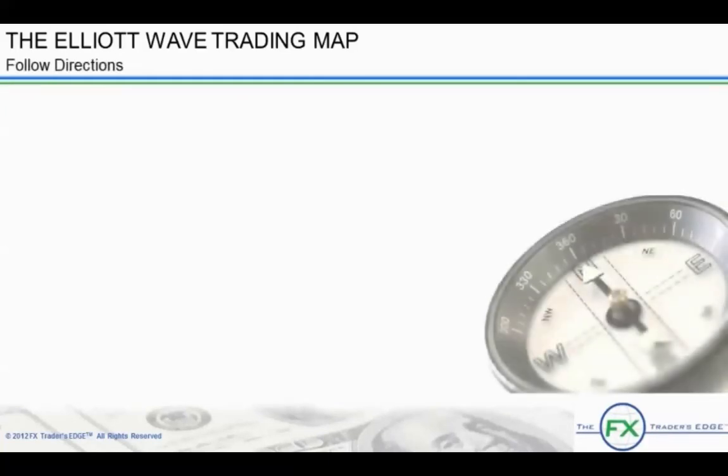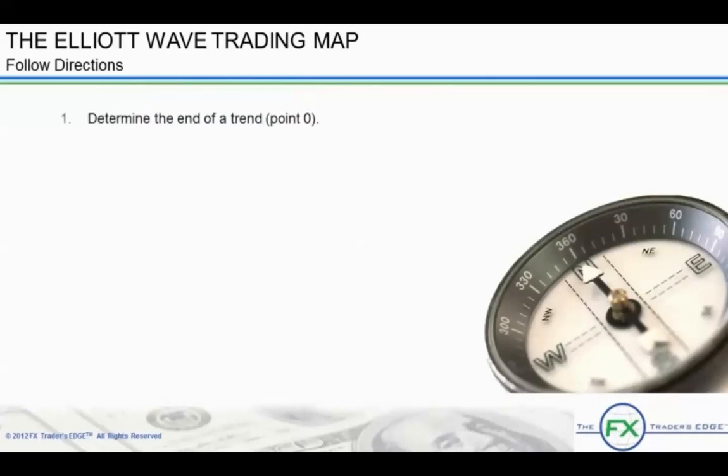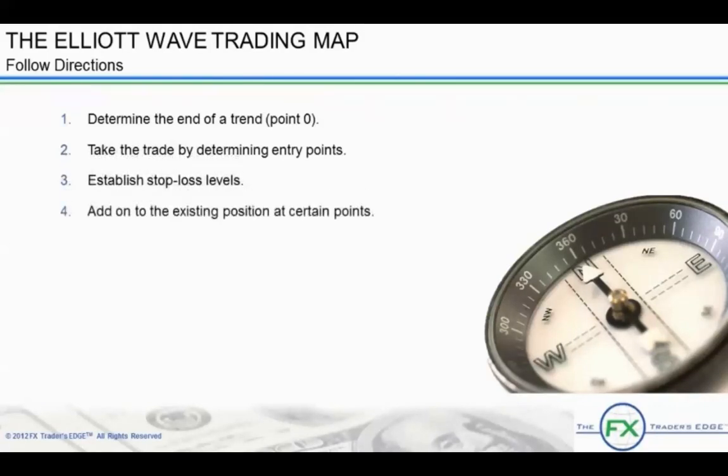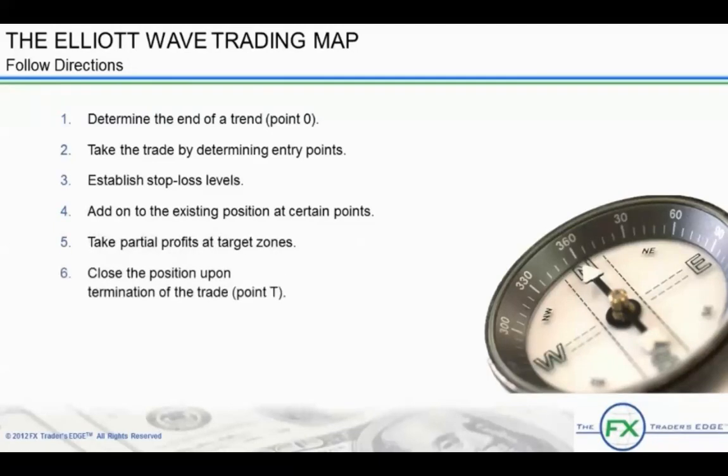All of the trades in the Elliott Wave trading map include the following steps. 1. Determine the end of the trend, point zero. 2. Take the trade, determine entry points. 3. Establish the stop-loss levels. 4. Add on to the existing position at certain levels. 5. Take partial profits at target zones. 6. Close the position upon termination of the trade, point T. Let's begin with our Wave 1 trade.